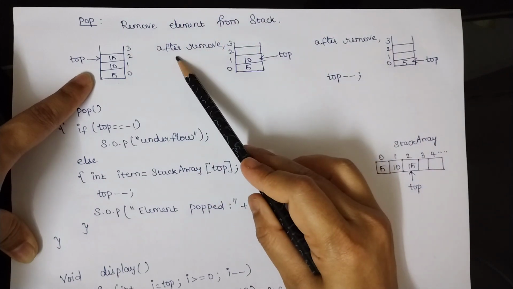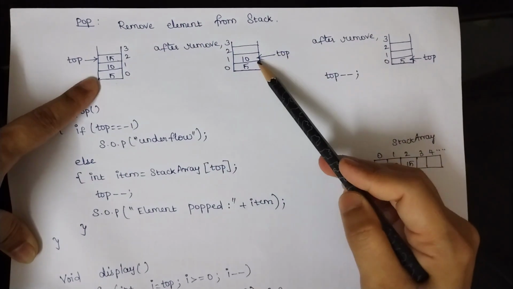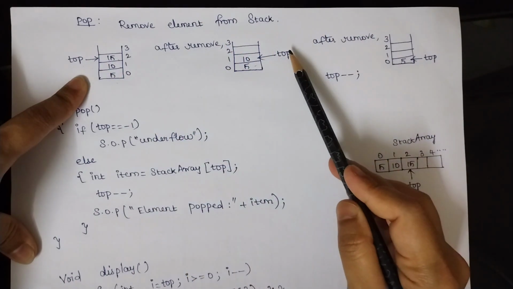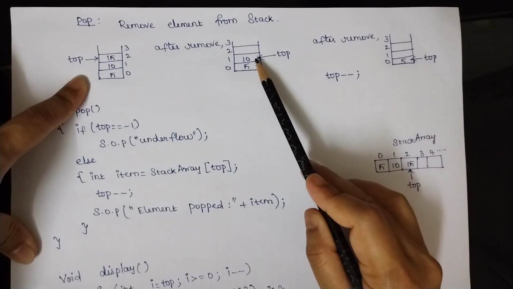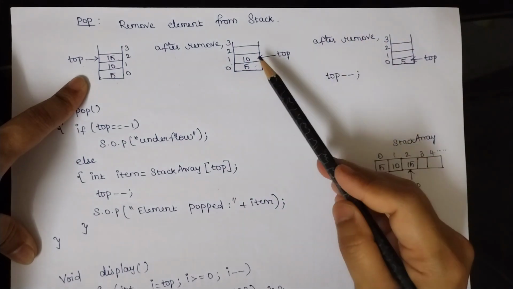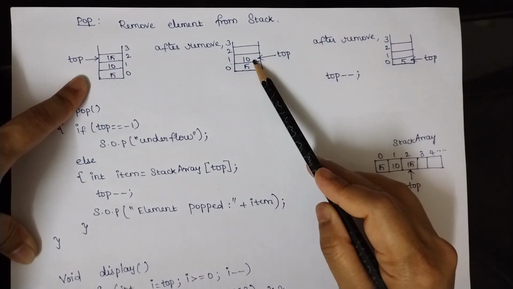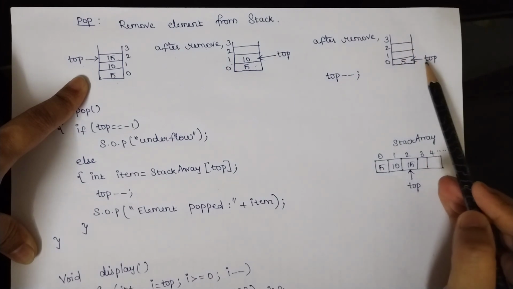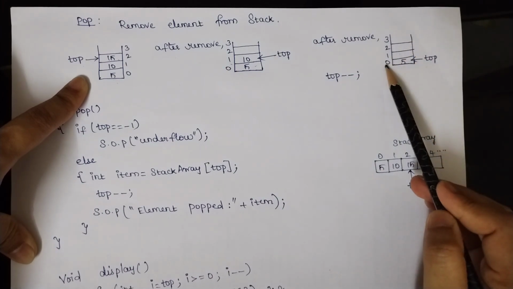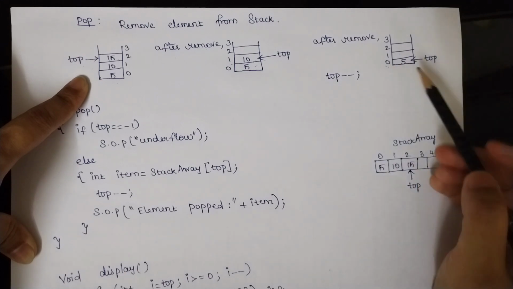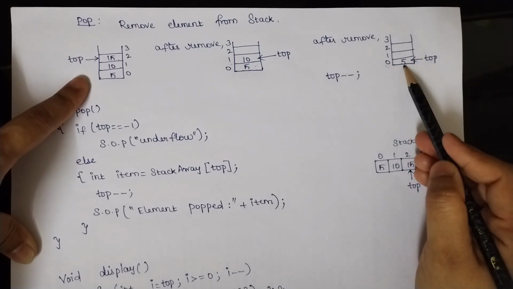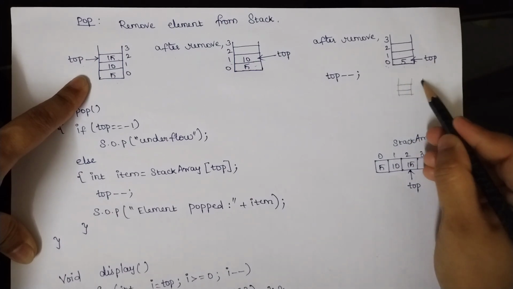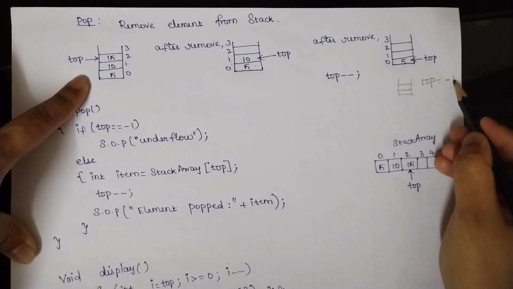So after removing 15, what are all the elements left in my stack? 5 and 10. Now you can see the top position. So where is my top? Top is pointing to 10 at the position 1. And then again if you want to remove an element, which element can be removed? Element 10 will be removed. If you remove it, again my top will be pointing to 5, at index position 0. So again if I remove this element from the stack, then my stack becomes empty. If my stack becomes empty, what will be my top value? Top will be pointing to -1.